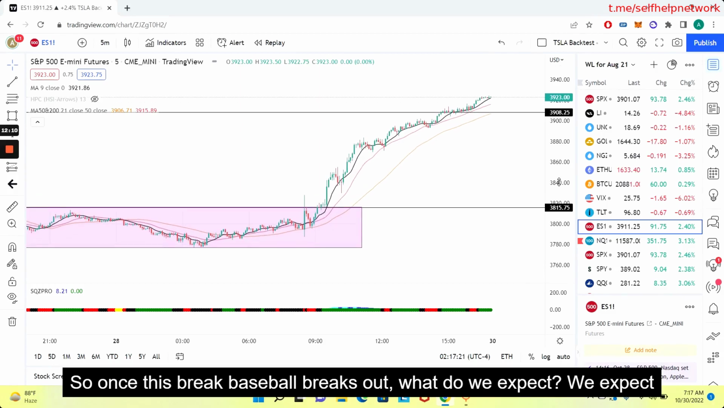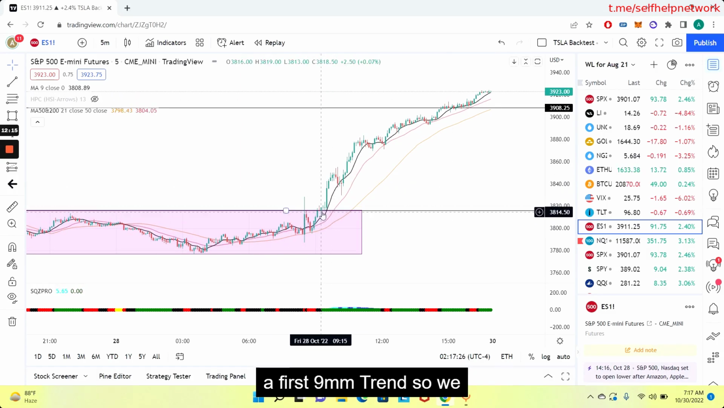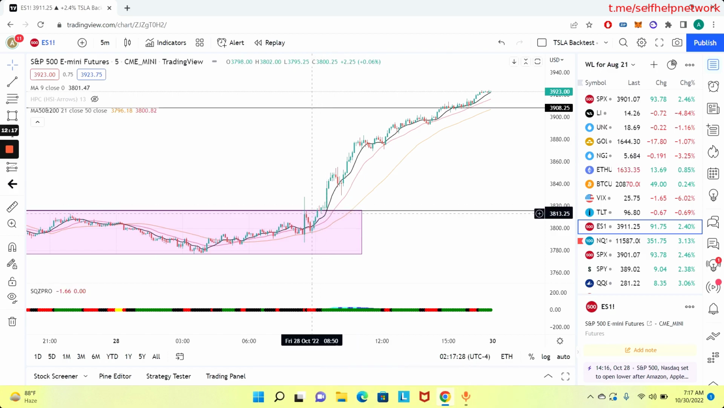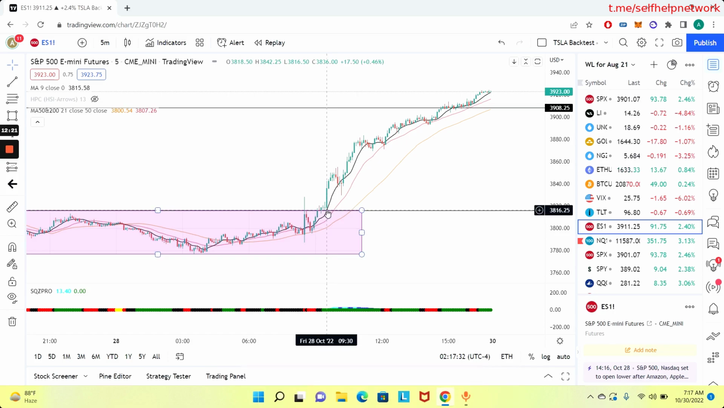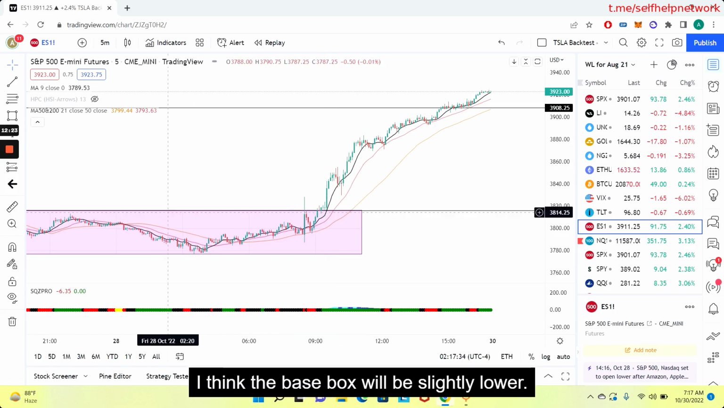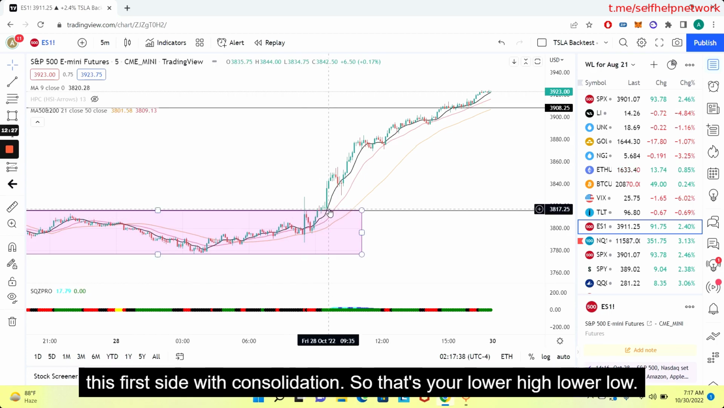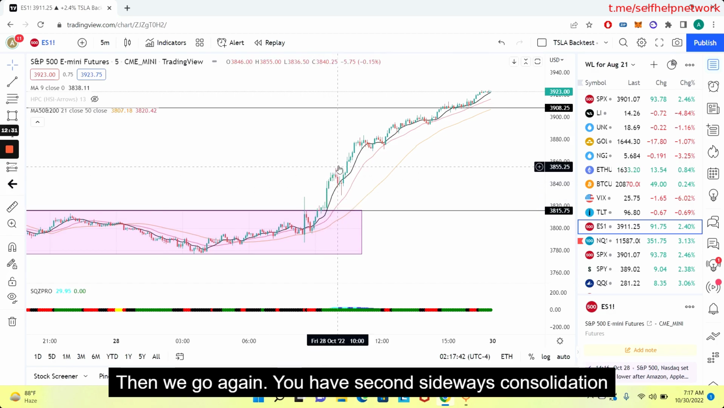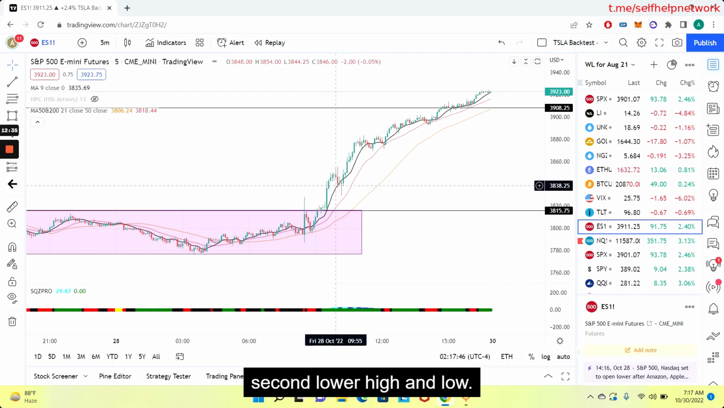So once this base box breaks out, what do we expect? We expect a first 9 MA trend. Once we break out, we have this sideways consolidation. I think the base box will be slightly lower. No, this is fine. Once we break out, we have this first sideways consolidation. So that's your lower high, lower low. Then we go again. We have a second sideways consolidation, second lower high, and lower low.